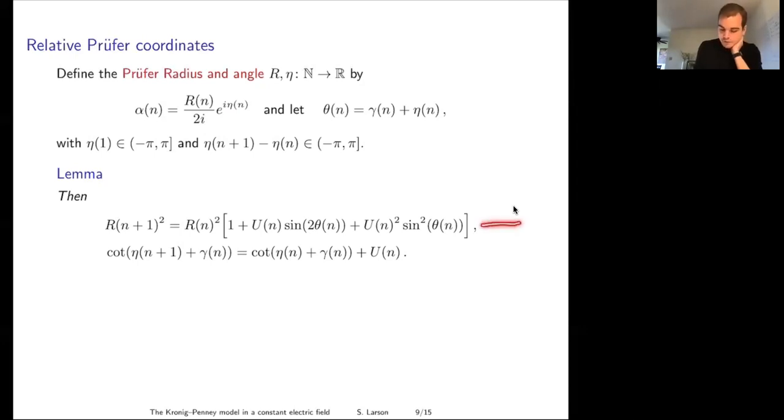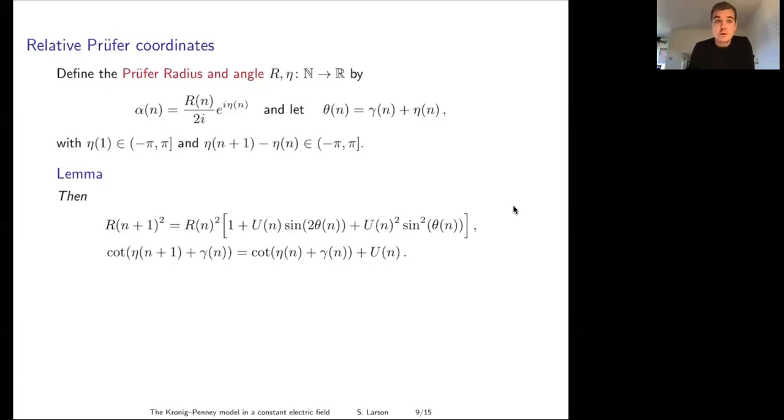Secondly, the first equation is very easy to solve for r if we knew eta. Because if we knew eta, then we know theta, and then we can just take logarithms and sum and solve for r. So in these coordinates, the two equations decouple, which is the power of these Prüfer coordinates that have been around since, well, Prüfer. I don't know when he was around.